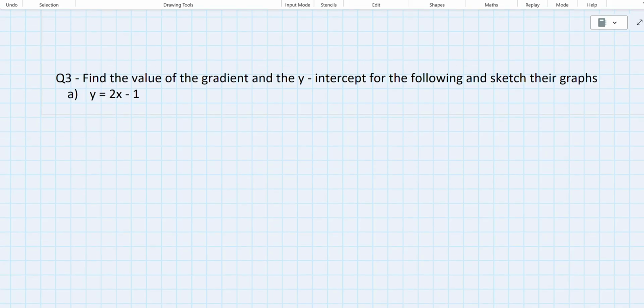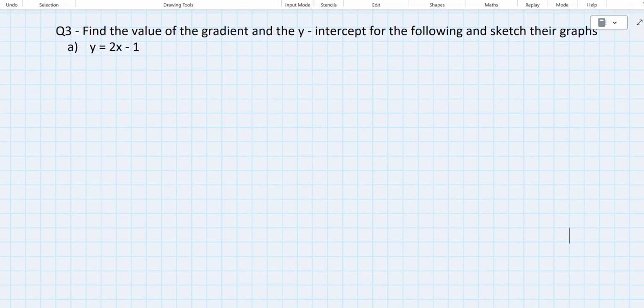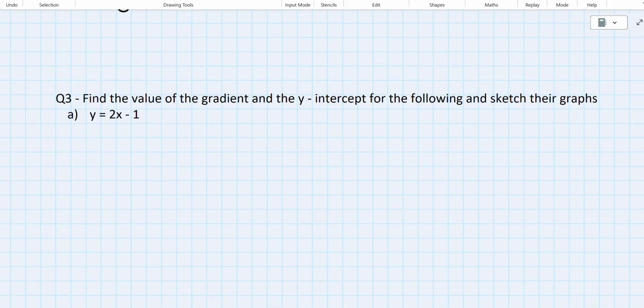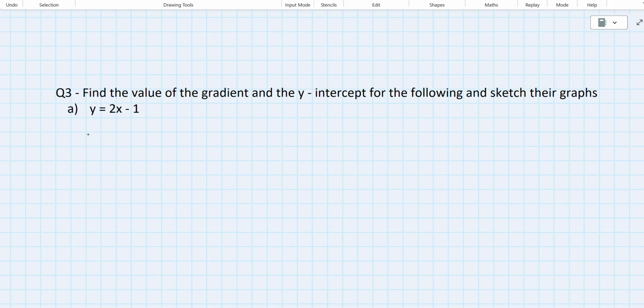Question 3 says, find the value of the gradient and the y-intercept for the following, and then sketch their graphs. All right, well, the gradient is 2, and we can write that as 2 over 1, because if you remember, any whole number can be written as a fraction over 1. This then represents our rise over run. And that's important. We'll come back to that later when we're ready to start graphing. Our coordinate for our y-intercept is 0, -1.